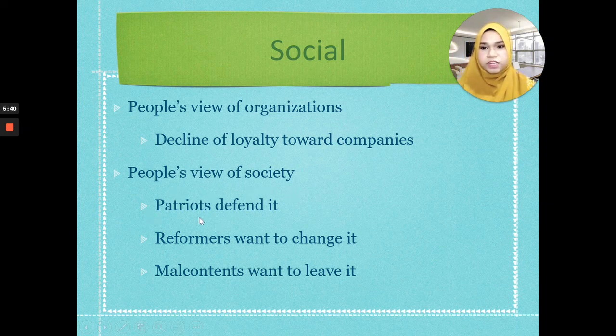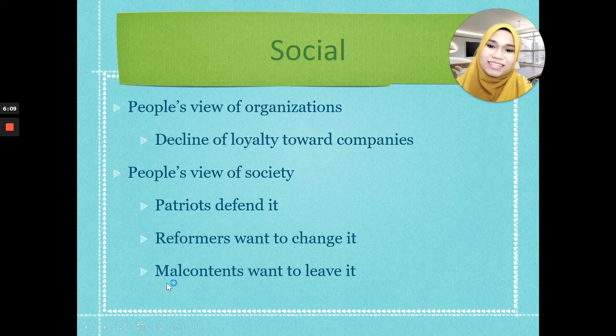Okay, so there are three categories here, which are the patriots, the reformers, and also the malcontents. Patriots will normally defend the country. This is how they will see the nationalists. Yeah? The nationalists, their loyalties are towards the country. While the reformers, they wanted to change it. These reformers are the ones who bring new, more liberal ideas, right? They would like to change something, and they are called the reformers.